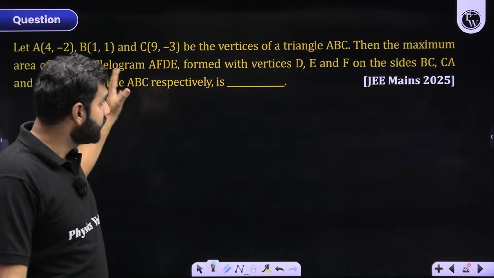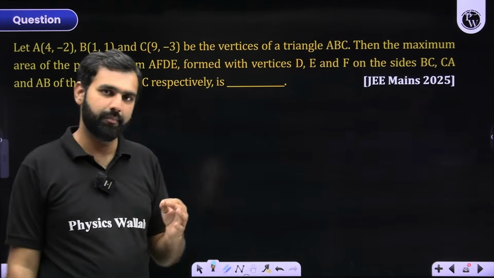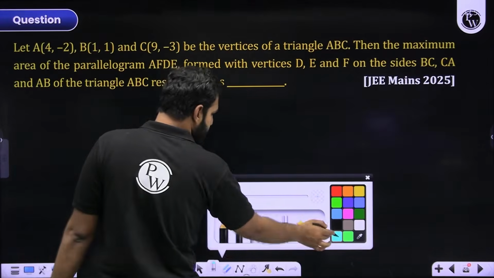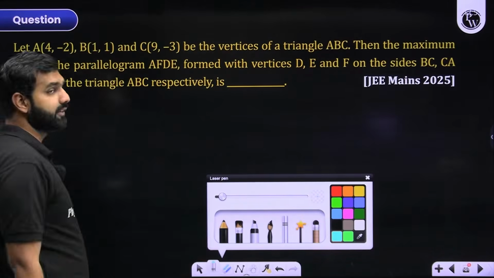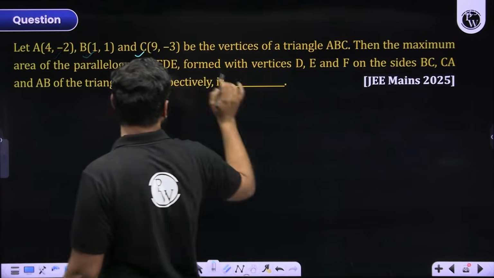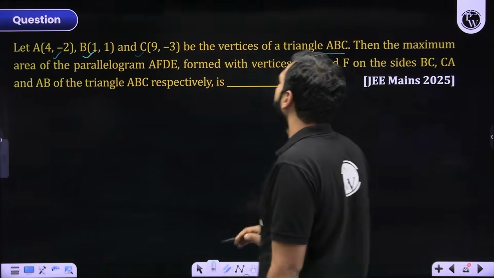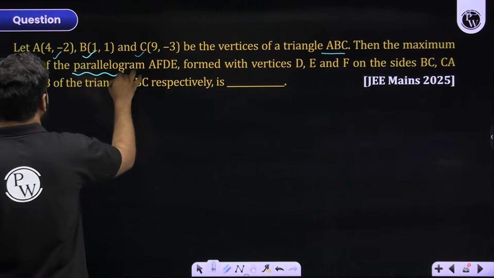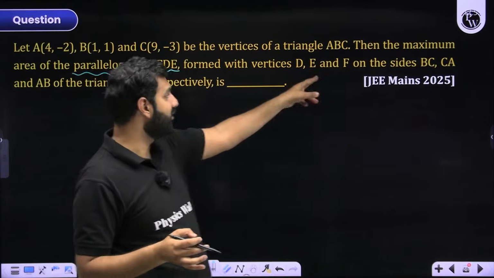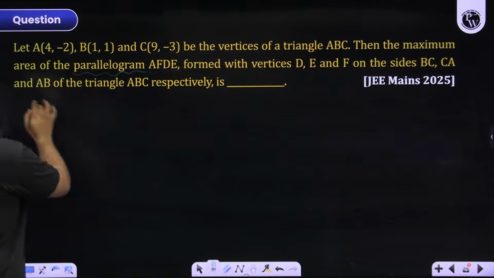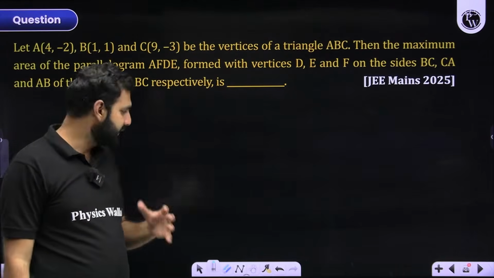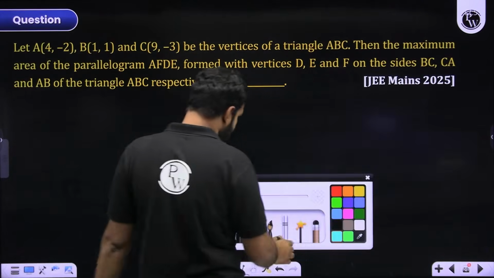Let's consolidate whatever we have learned so far through this example. It is a decent example asked by JEE Mains in 2025. It says that A, B, C are the vertices of a triangle. Then the maximum area of a parallelogram AFDE, formed with vertices D, E, F on the sides BC, CA and AB. Let me draw it, because in coordinate geometry this visualization is very crucial.